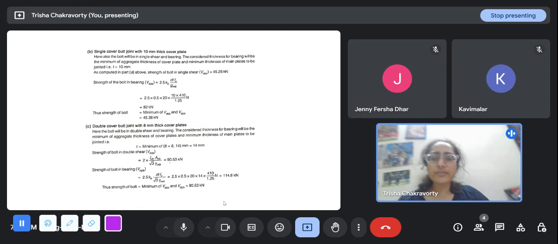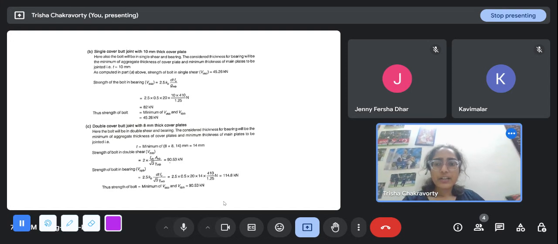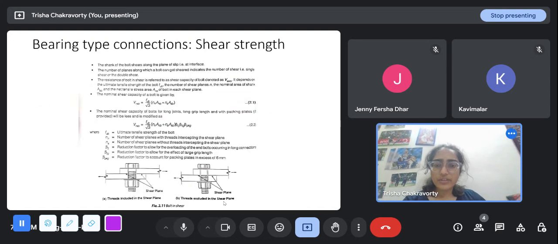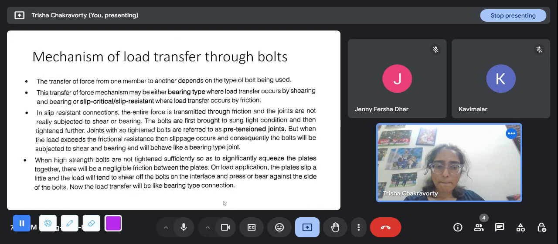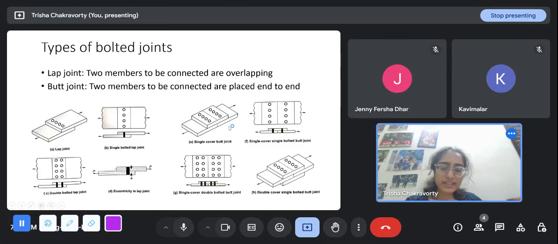Next, single cover butt joint with 10 mm thick cover plate. So what does a single cover butt joint mean? It is this one. A single cover butt joint has just one cover plate, and the plates are connected end to end.